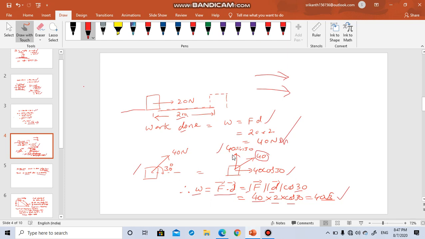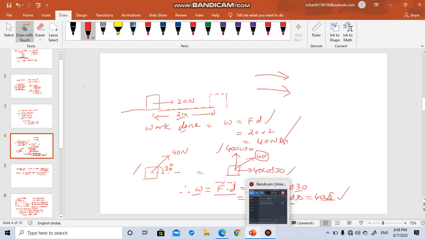So a very, very important point you have to understand is that you have to consider the force and displacement in the same direction. Either they should be the same, parallel, or anti-parallel. They can be 180 degrees also. But you cannot take force in the y direction and displacement in the x direction. Very important point. Again, I am telling you, remember.